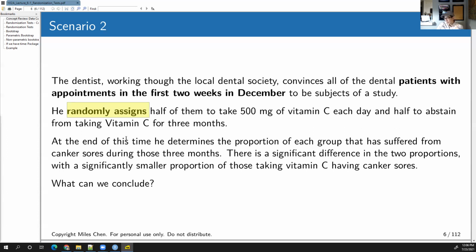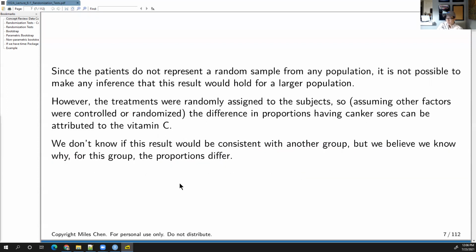At the end of the experiment, we look at the proportion of those who had canker sores and those who didn't. We find there is a significant difference in the 2 proportions, where those who took the vitamin C have fewer canker sores. So what can we conclude here? Again, it's not a random sample, so we can't generalize to a larger population. However, because the treatments were randomly assigned, and assuming other factors are controlled for, or at least randomized, the difference in the proportions can be attributed to the vitamin C. Because we randomly said some people are going to take vitamin C and some people are not.